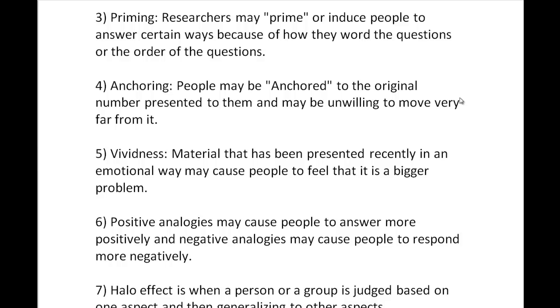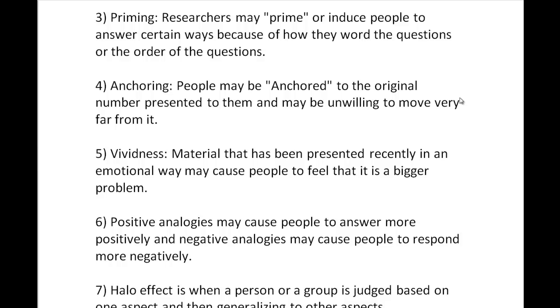Number 3, priming. Researchers may prime or induce people to answer certain ways based on word order or the words that they use. Lily Tomlin, some years ago, had a joke where she said, if peanut oil comes from peanuts and corn oil comes from corn, where does baby oil come from? Well, let's hope it doesn't come from babies, and I can assure you that it doesn't. But it's a great example of priming.